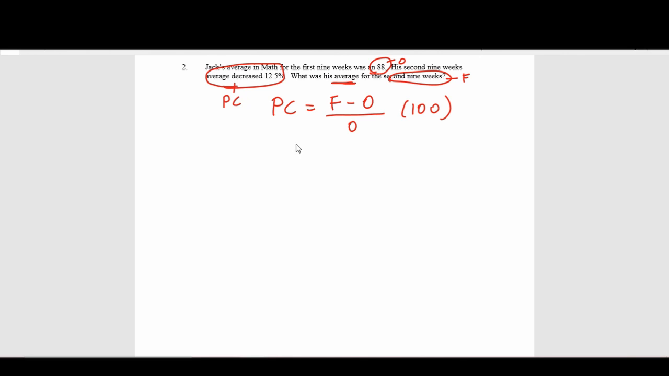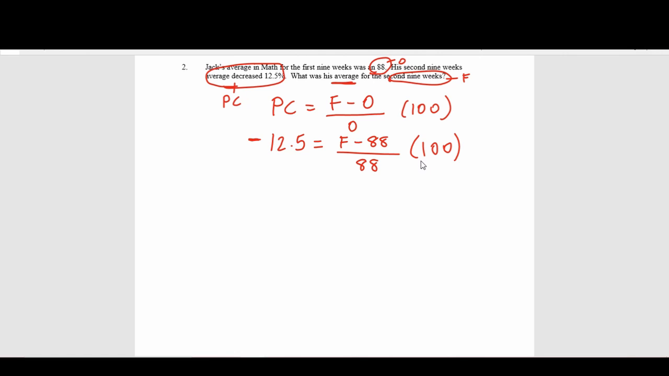So let's go ahead and plug things in accordingly and see what that looks like. Again, percent change, it went to 12.5%. So that's our percent change. It actually decreased by 12.5%. So this is going to be negative. The final amount, we don't know. So we're going to leave that as F. The original amount was 88. So we fill that in those two spaces accordingly. And then we multiply by 100.